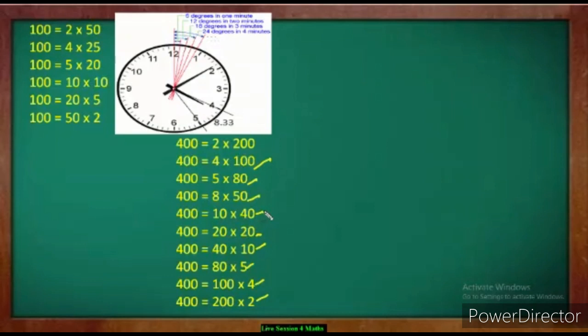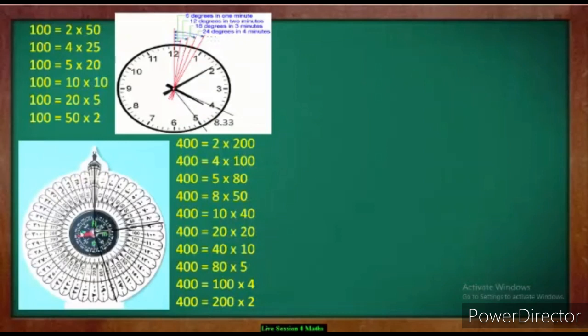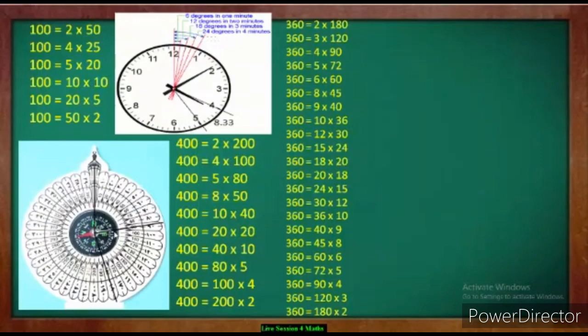How will a compass look? See, this is a 400 degree compass. You can see here 90 degrees, 180 degrees, not making a straight line. This is how a 400 degree compass will look. You can see the difference. It's clearly visible. Let us get back and see 360 degrees.